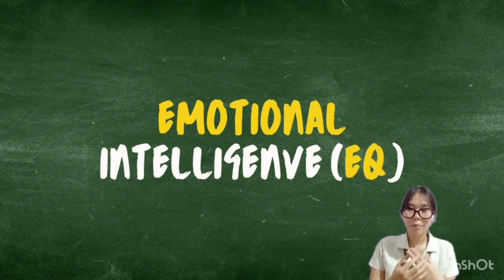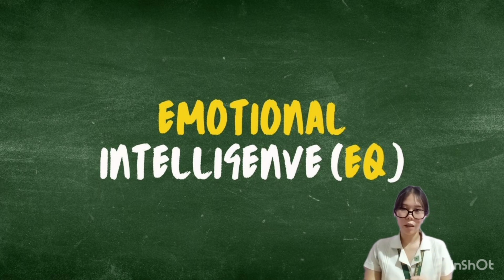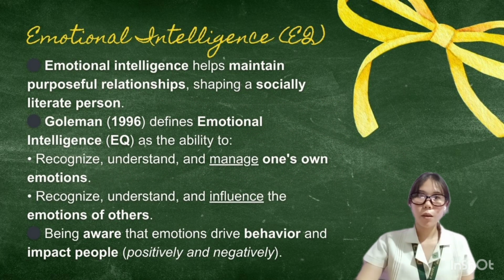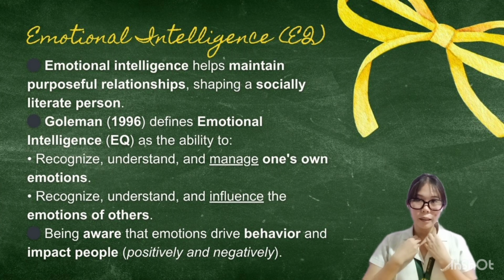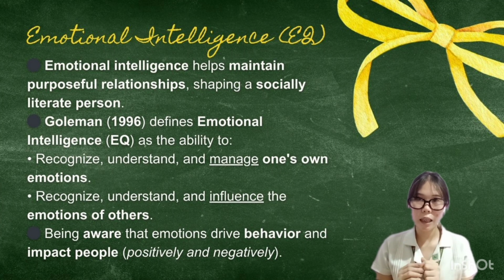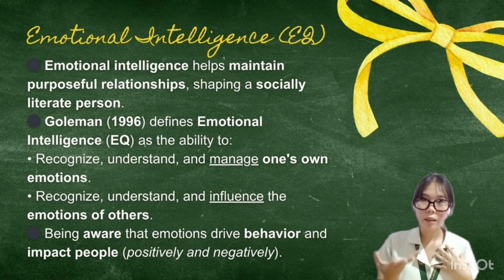This is the ability to perceive, understand, use, and manage emotions in oneself and, of course, in others. So emotional intelligence helps maintain purposeful relationships, shaping a socially literate person. And according to Goleman 1996, emotional intelligence or emotional quotient is the ability to recognize, understand, and manage one's own emotions and influence the emotions of others.